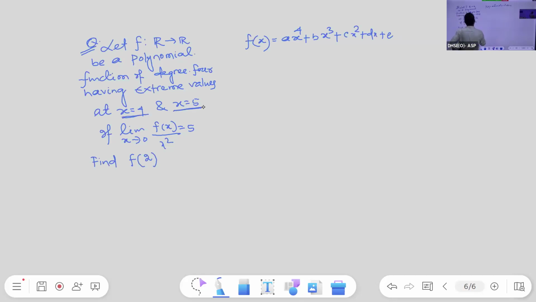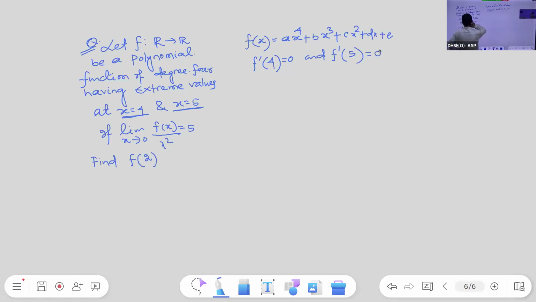So that means x is equal to 4 and x is equal to 5 are critical points. So f dash 4 is equal to 0 and f dash 5 is equal to 0.